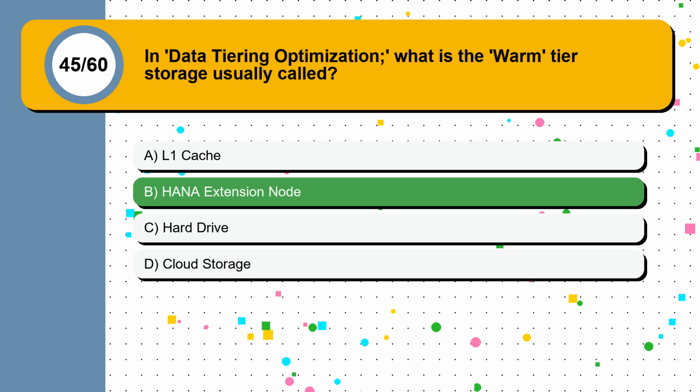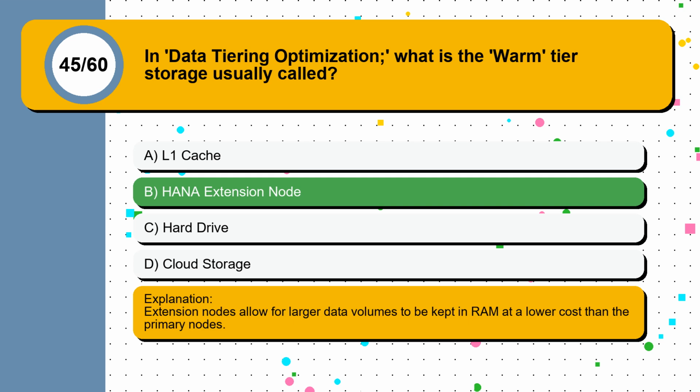The correct answer is option B, HANA extension node. Extension nodes allow for larger data volumes to be kept in RAM at a lower cost than the primary nodes.